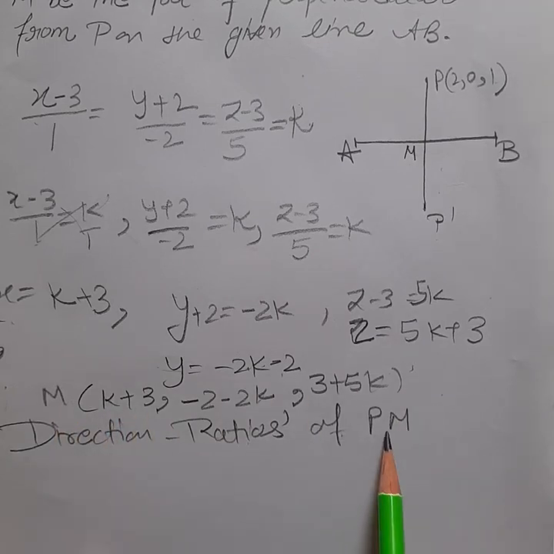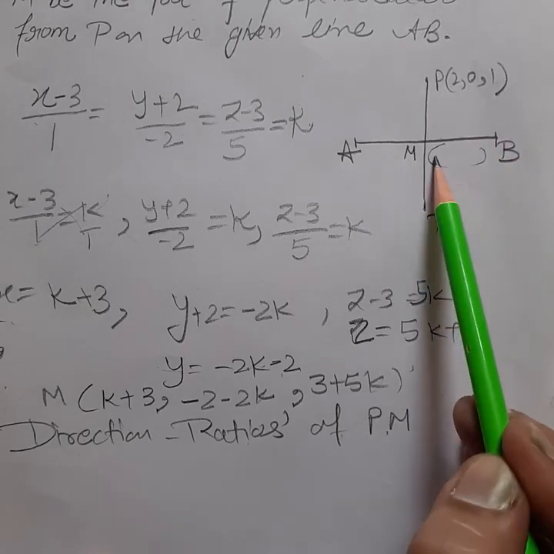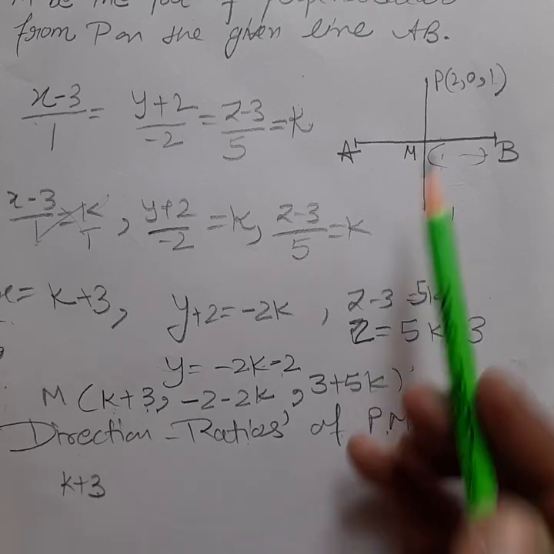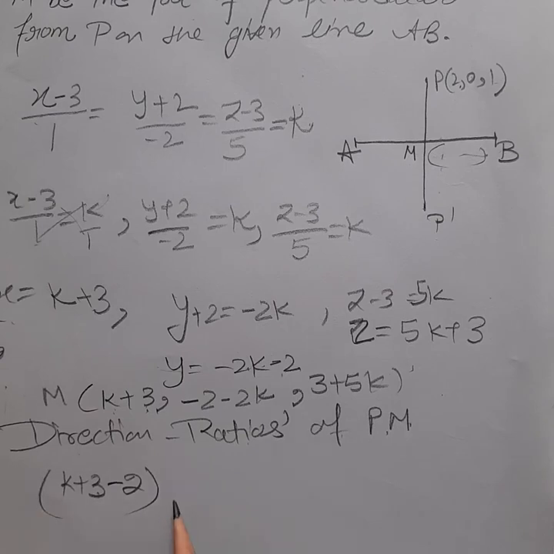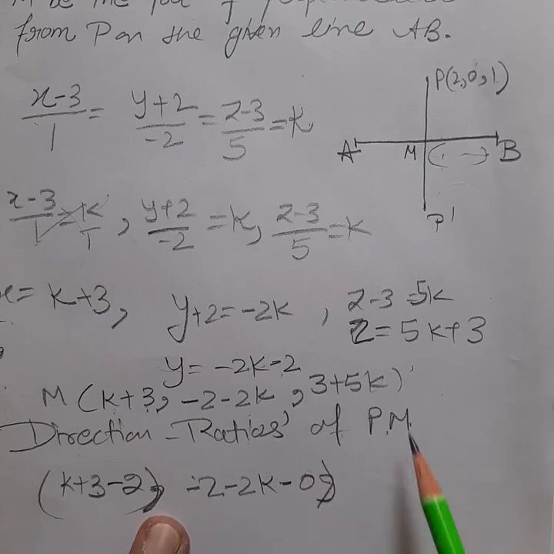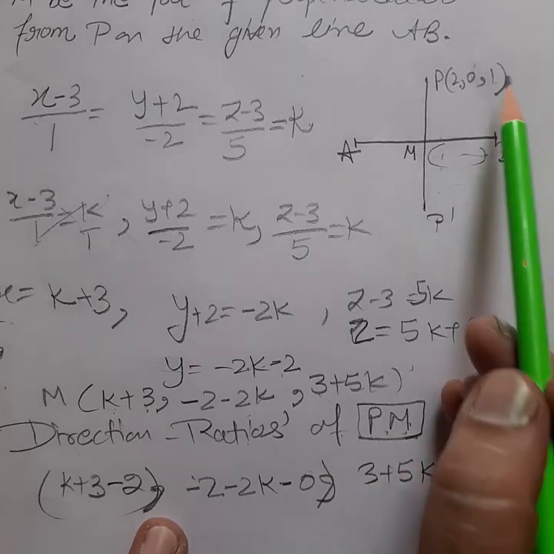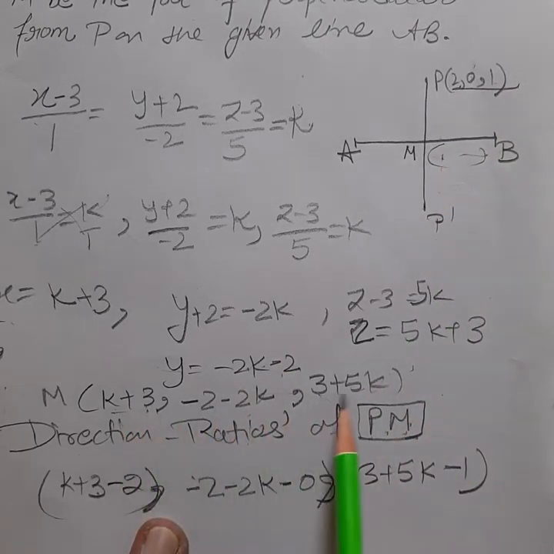Now we have to find the direction ratios of PM. For this you can write this point in this way also, and for the direction ratios of PM, we have to take the difference of these 2 points. Simply you can write here k plus 3 minus 2, and then minus 2 minus 2k minus 0, and the third one, 3 plus 5k minus 1. You consider only P and M because we have to find the direction ratios of PM, so we should concentrate on the points P and M. Okay, you can see the point M here.